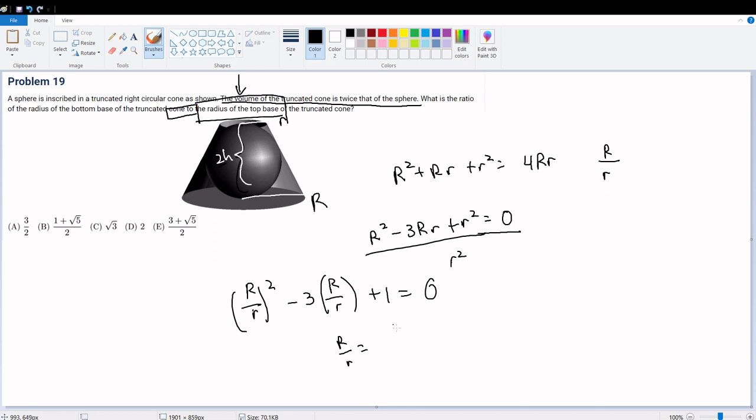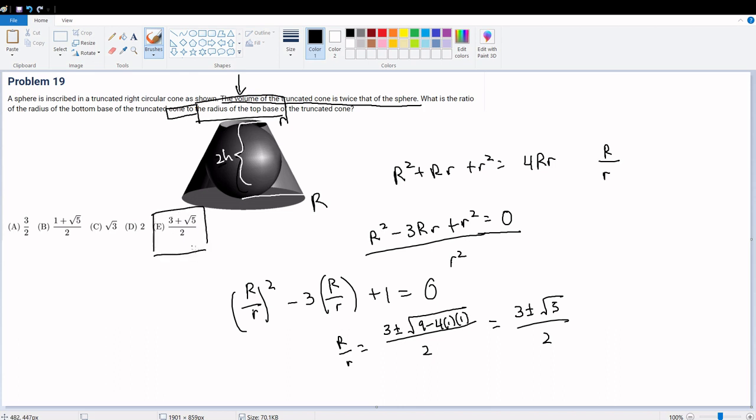So let's just do this real quick. It'd be negative b, or negative 3, which is positive 3, plus or minus the square root of b squared, which is negative 3 squared, or 9, minus 4a times c, where a is 1 and c is also 1, all over 2a, which is just 2. So this becomes 3 plus or minus the square root of 5, over 2. And the only one that looks remotely like this is E.